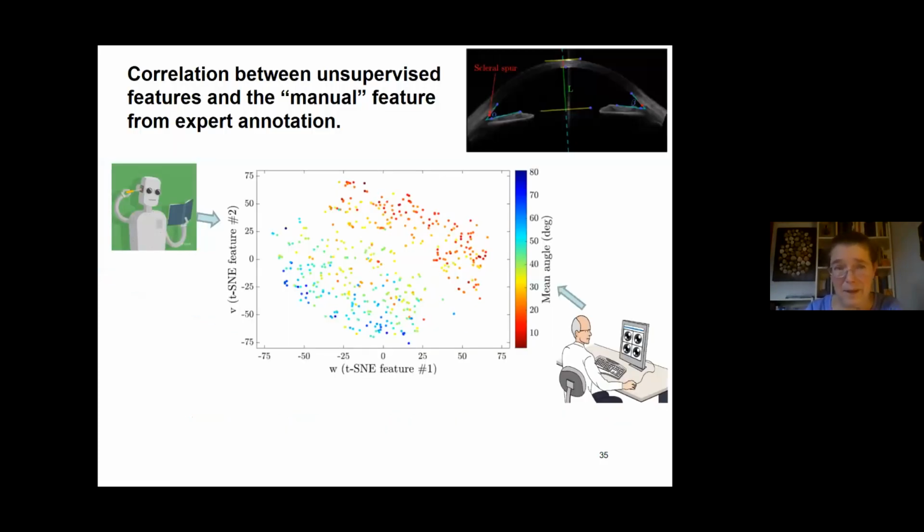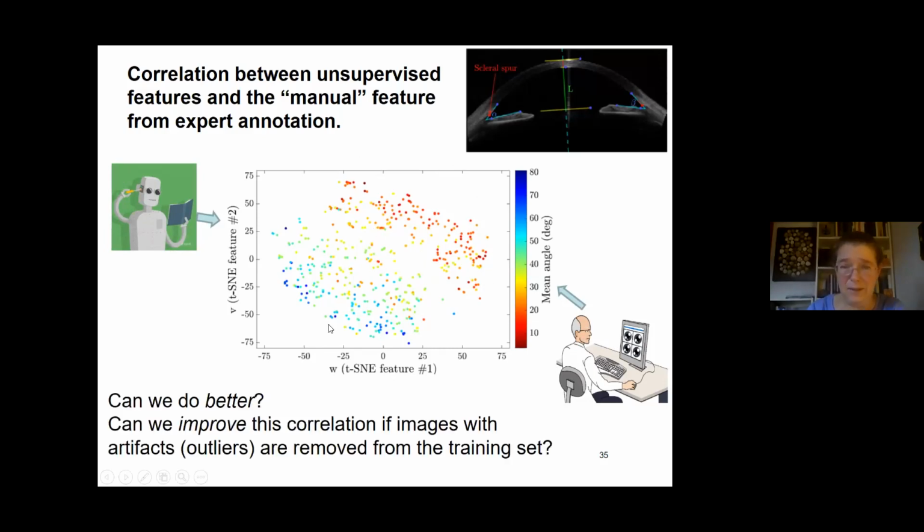And actually there is a very good correlation between the results obtained by automatic features, which are the features of the nonlinear dimensionality reduction algorithm, and the features that are given by a doctor that measured or estimated the mean angle. So we obtain a really nice correlation, meaning the small angle is in one corner and the large angle is in the other corner. But the question is, can we do better and can we improve this correlation if we decide to try to remove images with artifacts?